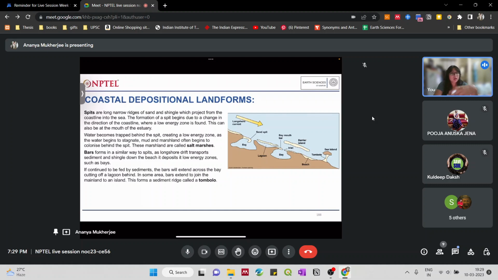Now we will try to see how the depositional landforms are also created by wave action. Usually the sediments that are getting deposited because of coastal action could be brought in by the waves itself, or the waves are just transporting the material from one place to another. Spits are an example.